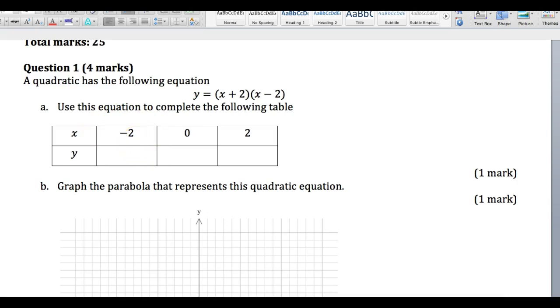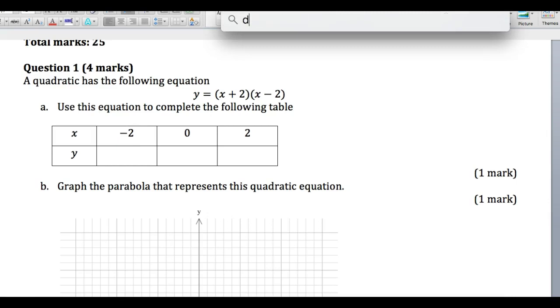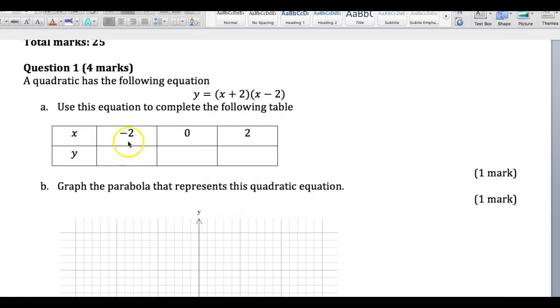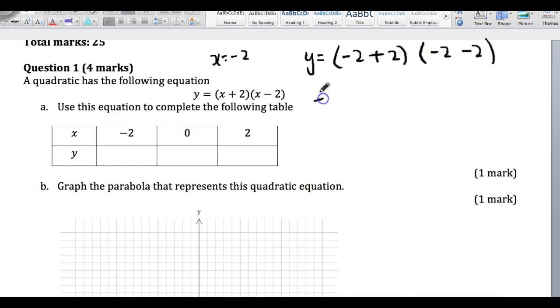I've just realized I don't have my desk scribble up, so let me quickly do that. What you do is you substitute your negative 2 into this equation. So y equals, remember x equals negative 2, so we've got negative 2 plus 2 times negative 2 minus 2. Negative 2 plus 2 is 0, times negative 4 gives you 0.